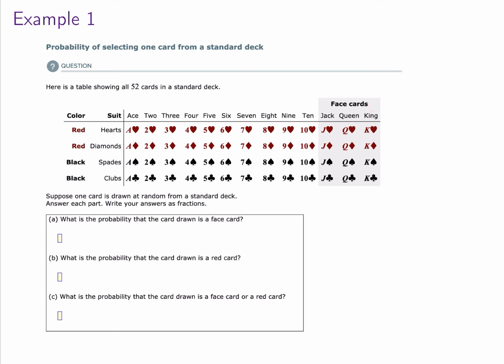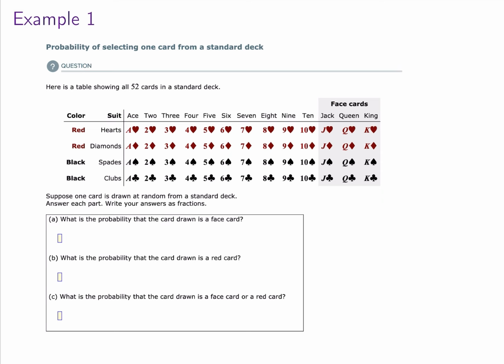When you are asked to answer questions about this, you will have this picture that reminds you of how the deck of cards is built. So don't worry about memorizing this. Let's look at this example. Suppose we draw one card at random from a standard deck. Let's look at part A first. What is the probability that a card drawn is a face card?